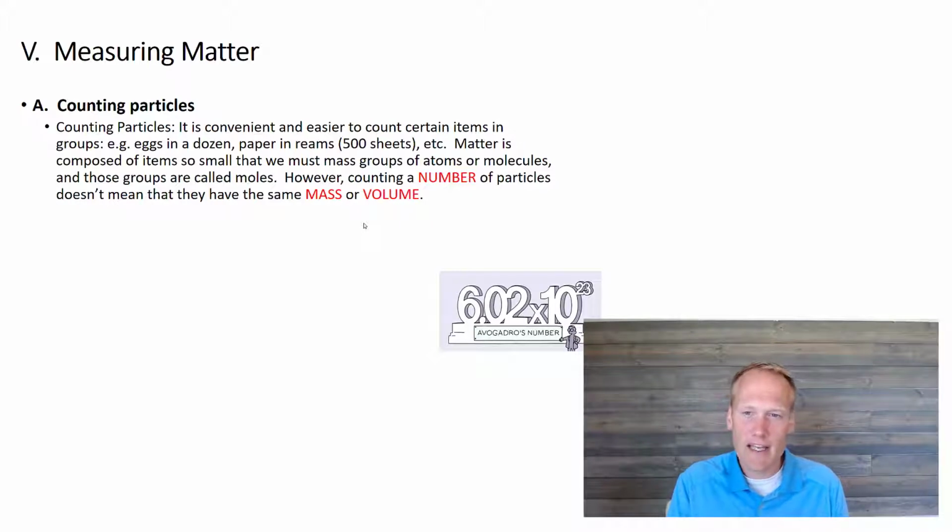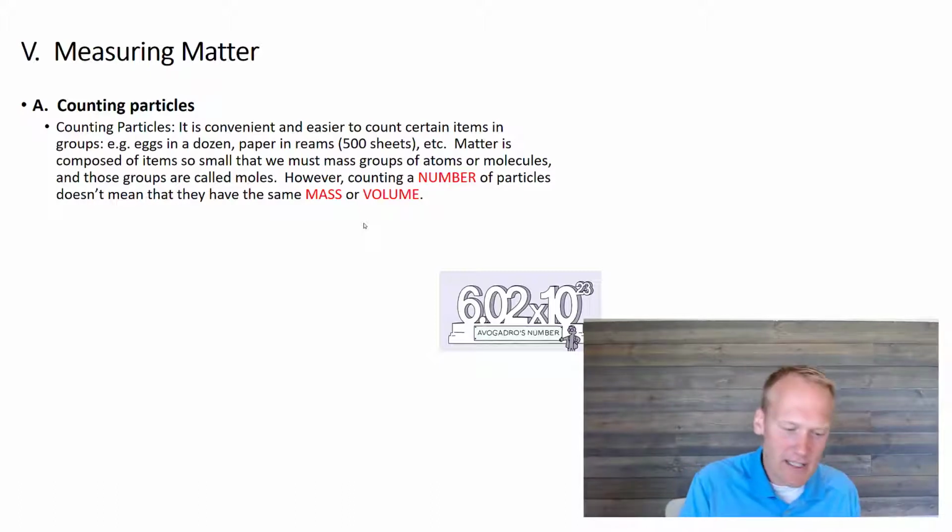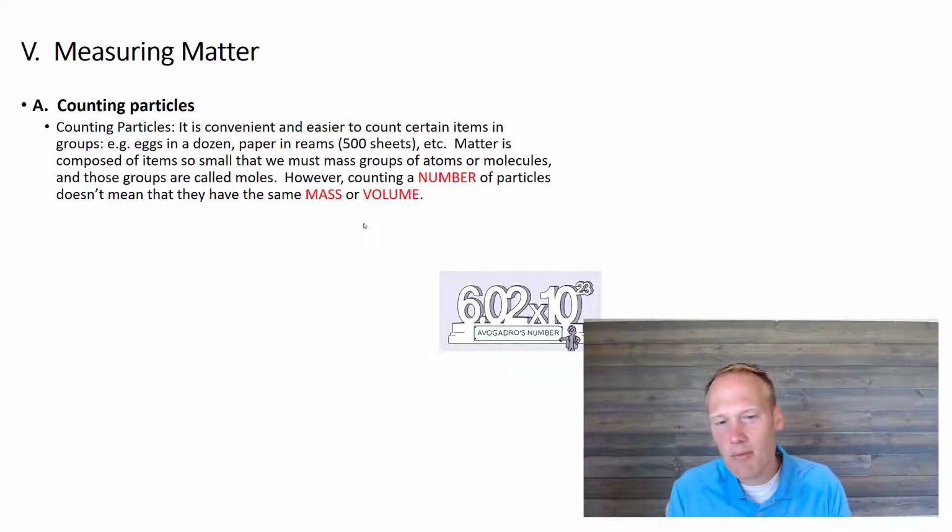1 mole equals the number 6.02 times 10 to the 23rd. If you look down here at the bottom, counting the number of particles doesn't mean that they have the same mass. If you have a dozen apples and a dozen vehicles, those aren't going to have the same mass. They're simply just the same number of them. And this is important when we get to atoms because different atoms of different elements have different masses.